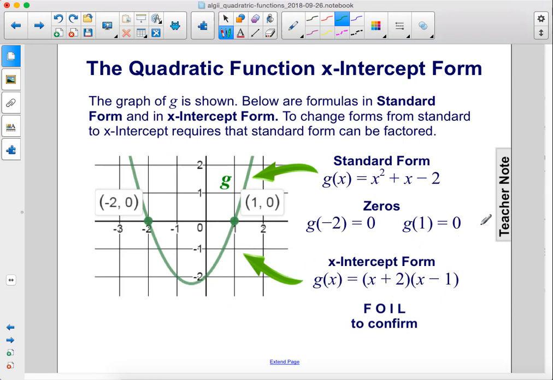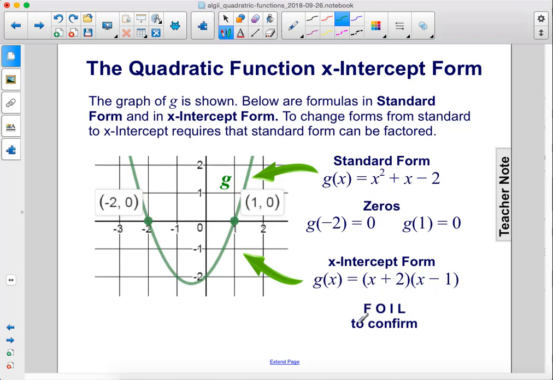The graph of g is shown. Below are formulas in standard form and in x-intercept form. To change forms from standard to x-intercept requires that standard form can be factored. Standard form would be x squared plus x minus 2. The zeros are at negative 2 and 1. So then we can plug that into x-intercept form where we have x plus 2 and x minus 1.